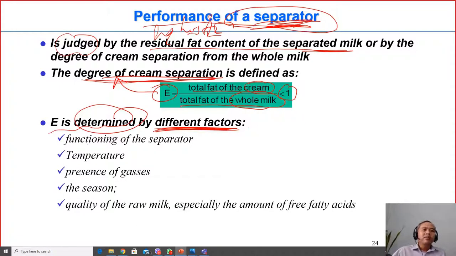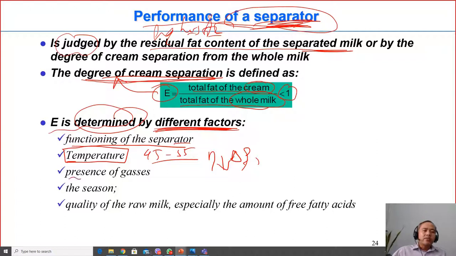E is determined by the function of the separator, how good the machine is. If you buy this machine from company A or from company B, then normally it's not the same. The functioning can be better for this, can be worse for the other one. Then the E is determined by the temperature. We already discussed that if we work at 45 to 55, we have a better separation. We have a lower viscosity, we have a higher difference in density, and then we have better separation.